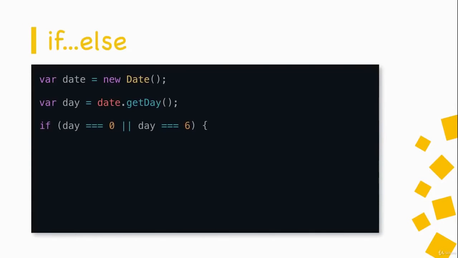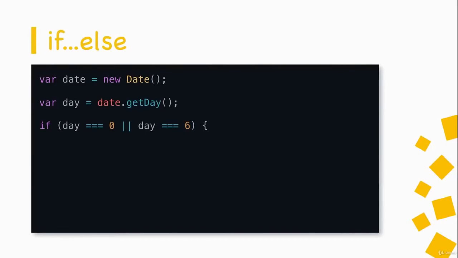And now we're defining our conditional. And the conditional is if day is strictly equal to the number 0 or day is strictly equal to 6, then we'll run some code. So basically, this condition will return true if either day is 0 or if day is 6. Only one of them needs to be true, not both, because we're binding these two conditionals with a logical OR operator.